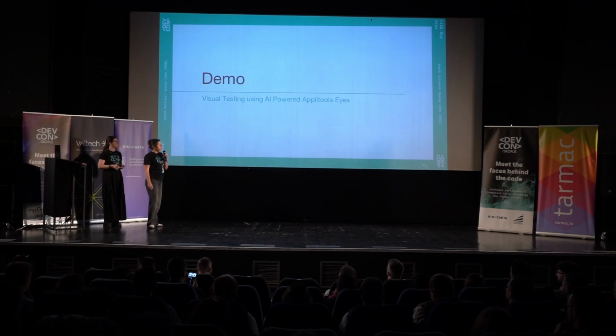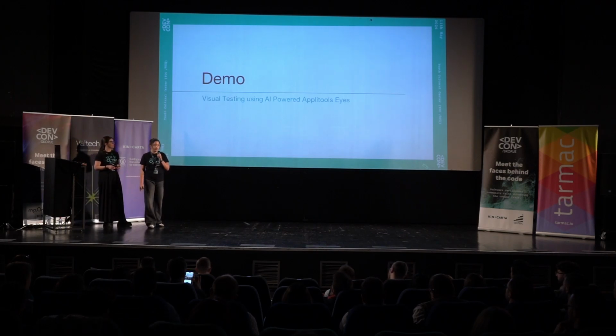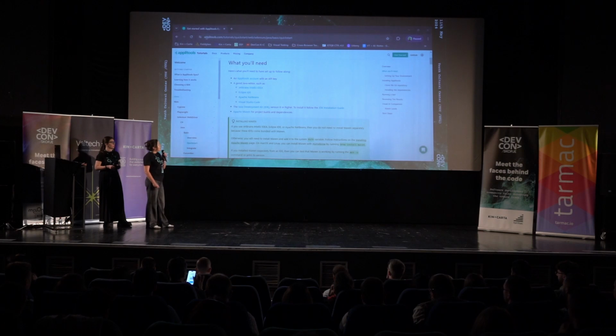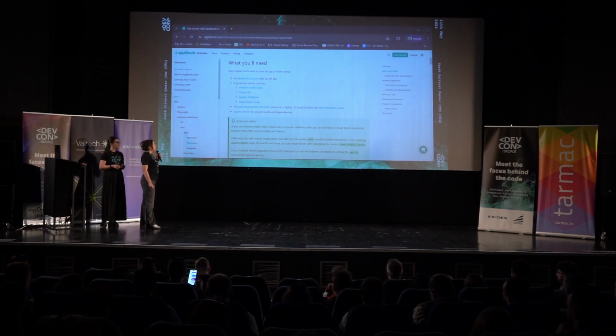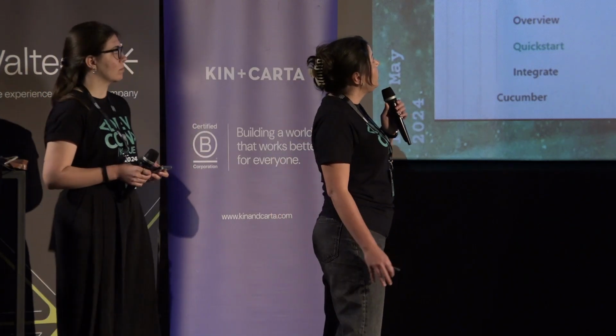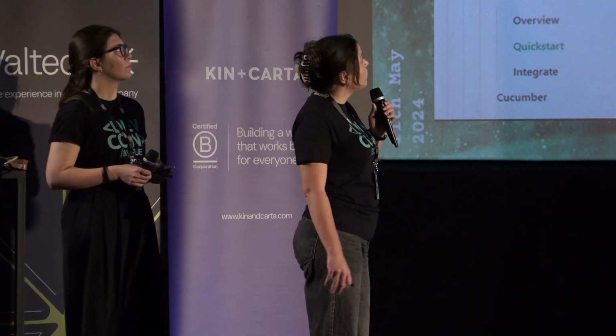Applitools Eyes uses visual AI. Visual AI mimics human eyes and additionally mimics brain functions, and that makes it easier to spot visual discrepancies. So how did I incorporate Applitools in my project? The things that you will need are shown on the Applitools official page.